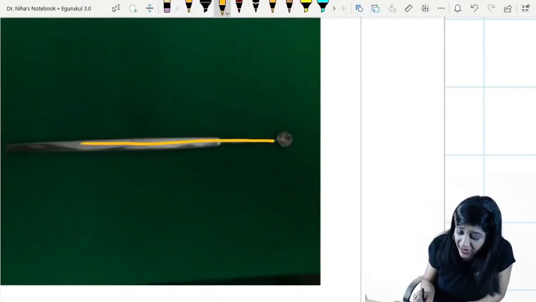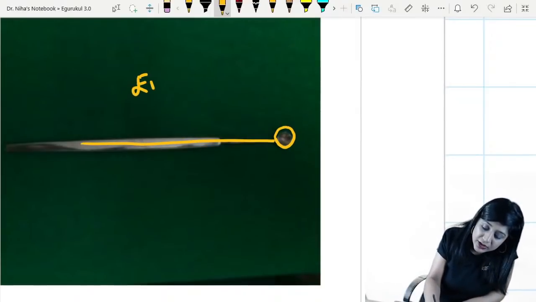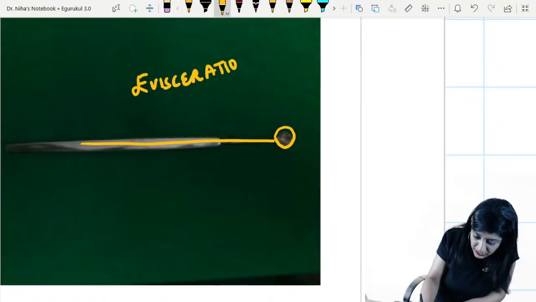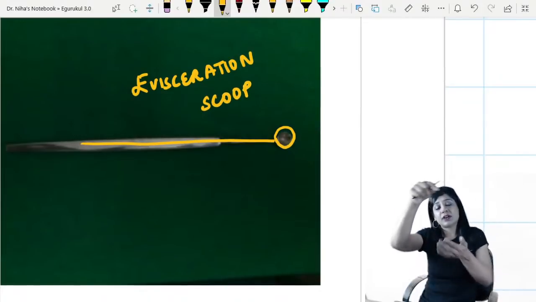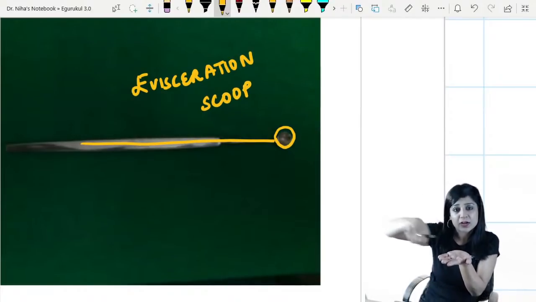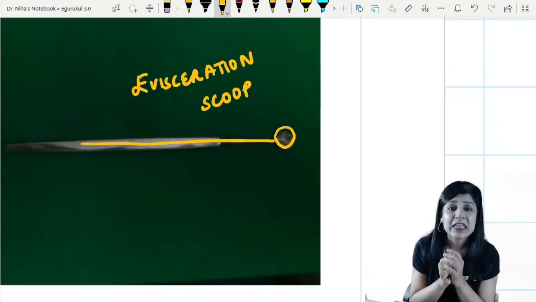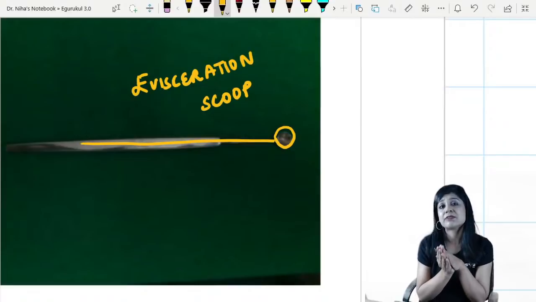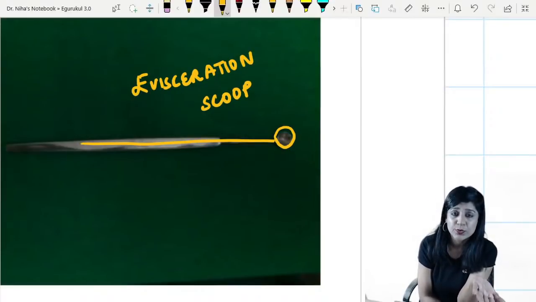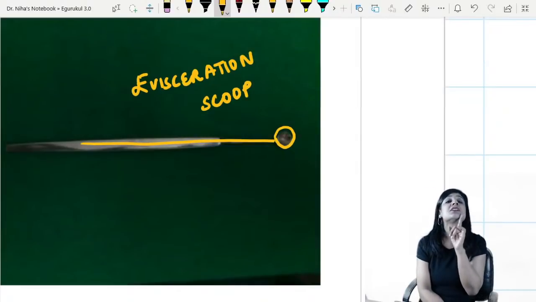Here again you have a handle, but you have a small curette like thing. This is your evisceration scoop. So with the scoop, what you are doing, you are first making a cut above and then you are scooping out the contents of the eyeball. This is called the evisceration scoop or an evisceration curette. So that is the difference between an enucleation spoon with the optic nerve guide and this evisceration scoop.